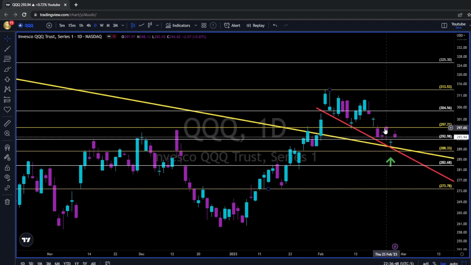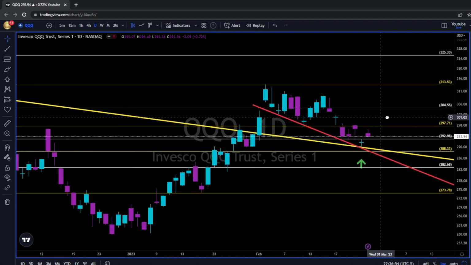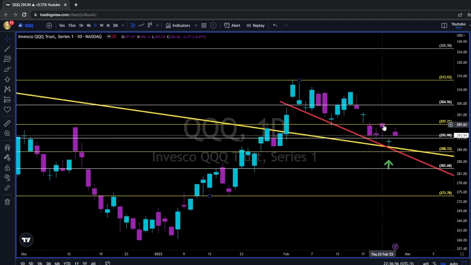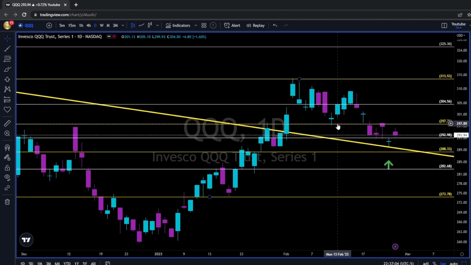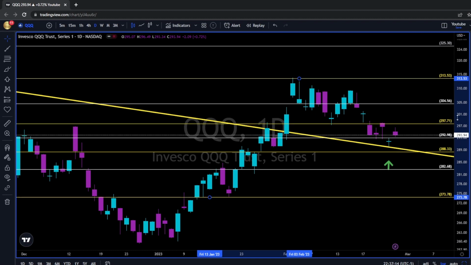Dojis, 4 consecutive dojis, which means market is in an indecision state. So if market cannot decide, we surely cannot decide if to go long or short. All we have to do is wait. Long above 298, short continuation below 293.